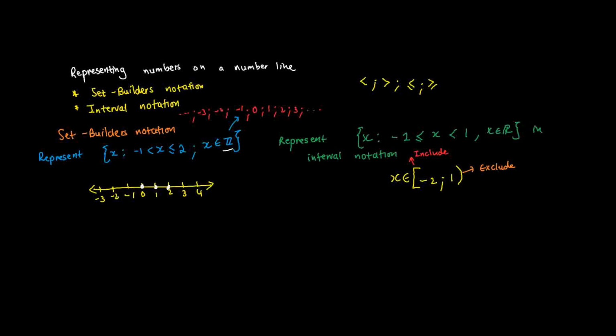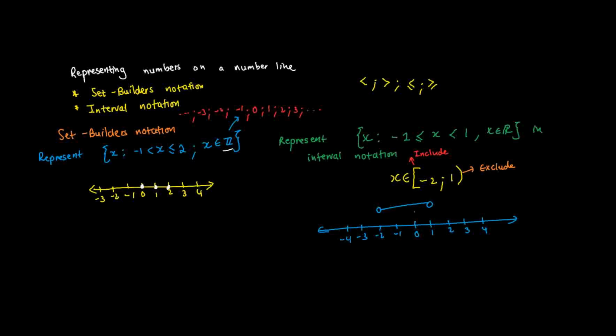So very quickly, before I move on, let's represent x is an element of including negative 2 to 1, excluding the 1, onto the number line. So we have a number line. We have 0, 1, 2, 3, 4, negative 1, negative 2, negative 3, negative 4. Remember x is an element of the real numbers, so we can include fractions. x lies between negative 2 and 1.